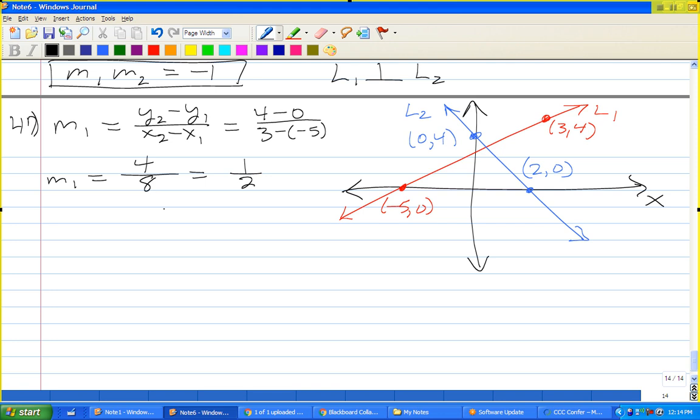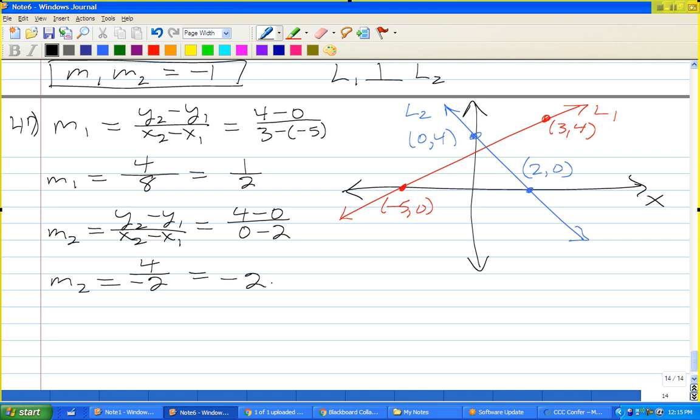Let me look at the second line. So delta y over delta x. And so let's do 4 minus 0 over 0 minus 2. 4 minus 0 is 4. 0 minus 2 is a negative 2. Positive divided by negative is negative. 4 divided by 2 is 2.